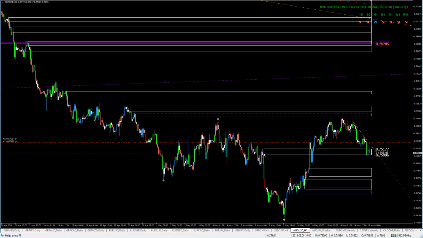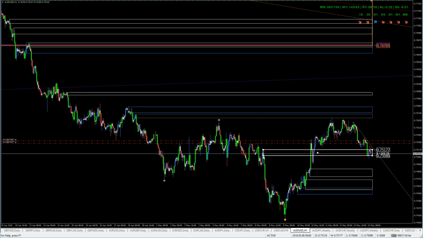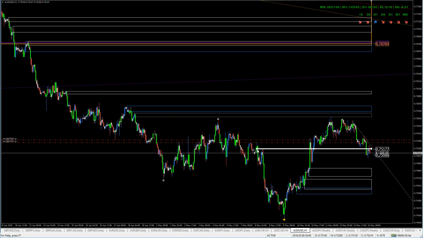Okay, so here you can see that this is a typical test of something and then a release. So this is not supply. This is a test of supply. We have the supply here. Has price been back to this area before? It has, there. What does that tell us? That means that we've got to keep looking.